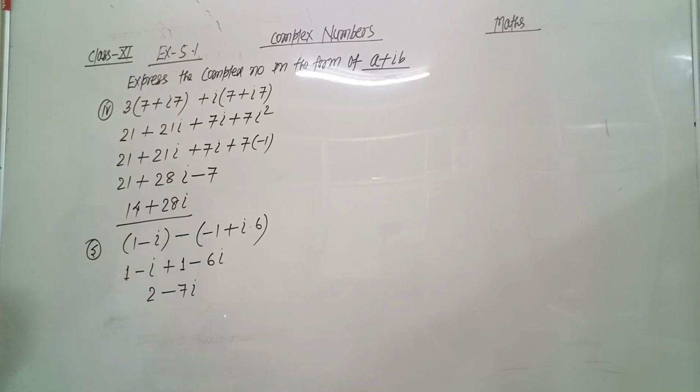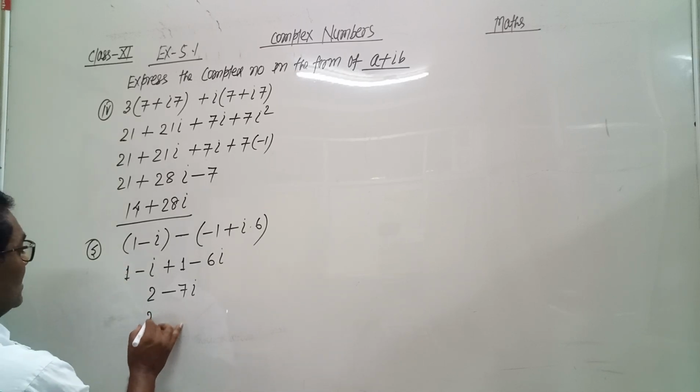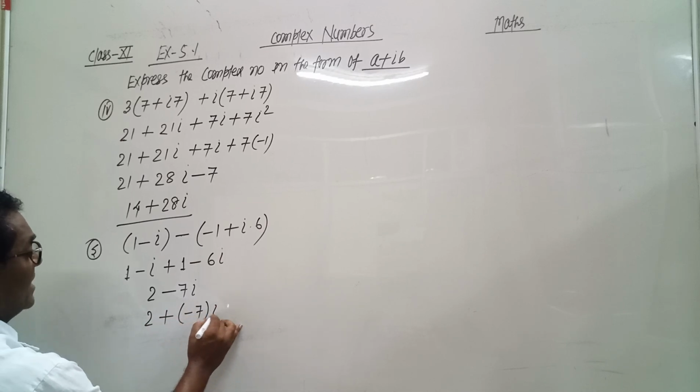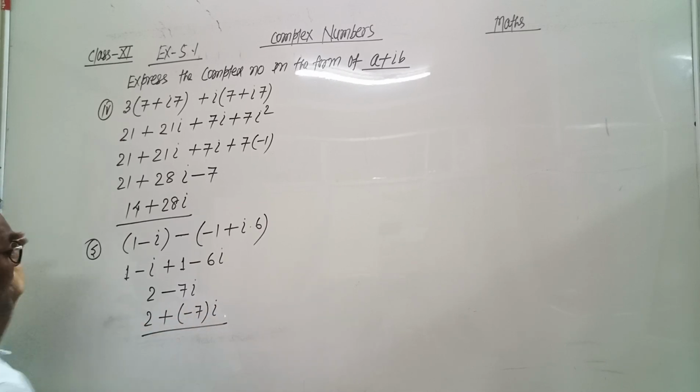But we have to write in the form of a plus ib. So we write it this way: 2 plus minus 7i, where the real part a is 2 and the imaginary part b is minus 7.